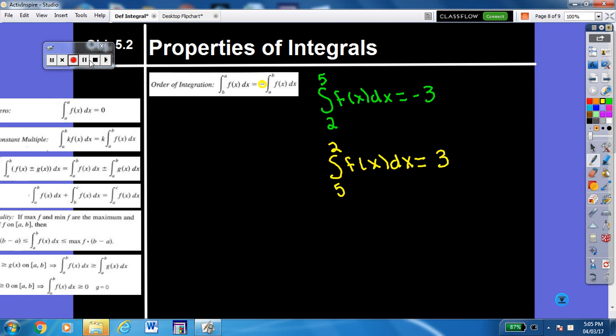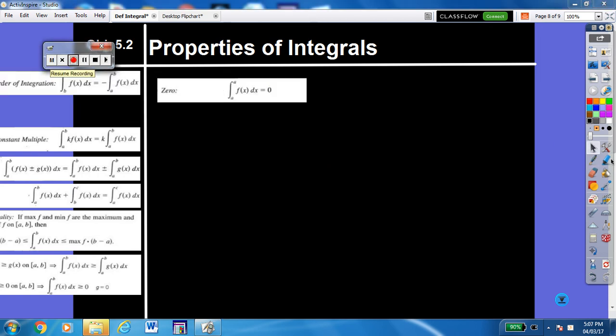Okay, all right, let's set up the second one. This is one of my favorites because basically it says that if you take the integral from one boundary to the same boundary, the answer, no matter what the function is, will always be 0.